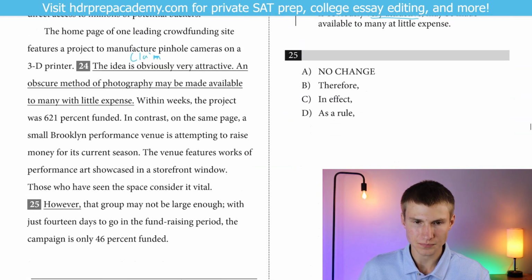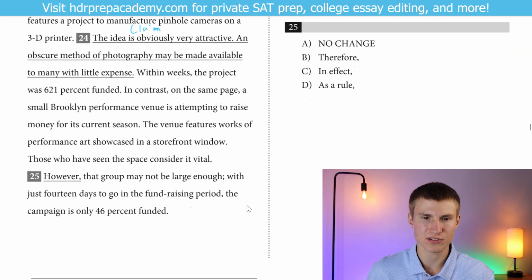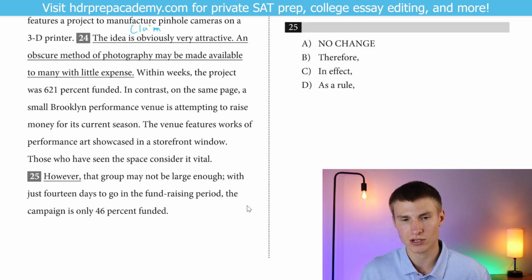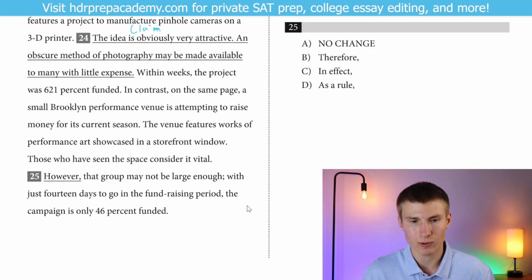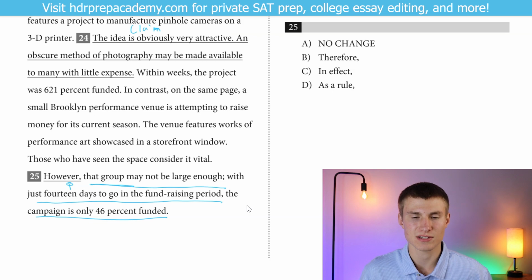All right, let's go ahead and keep reading. So for 25 now, we have: within weeks the project was 621% funded. In contrast, on the same page, a small Brooklyn performance venue is attempting to raise money for its current season. The venue features works of performance art showcased in a storefront window. Those who have seen the space consider it vital. Now we're going to go ahead and transition from that previous sentence to this new sentence. That group may not be large enough with just 14 days to go in the fundraising period. The campaign is only 46% funded.